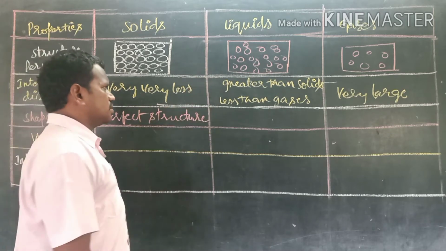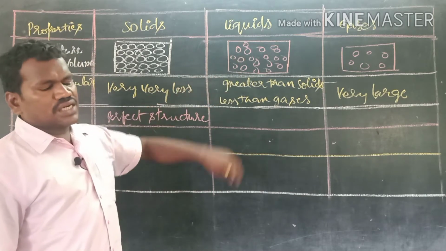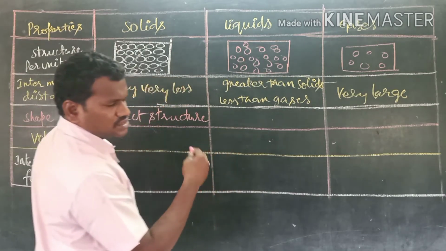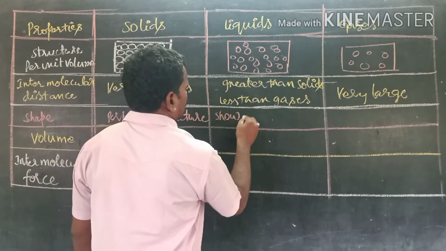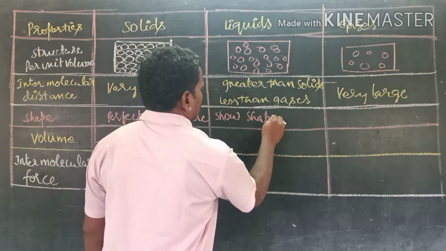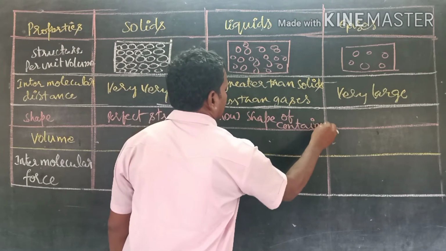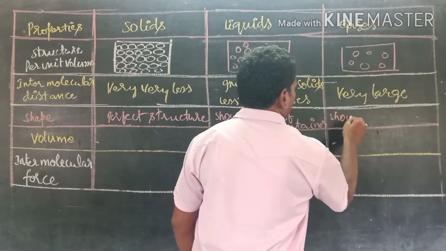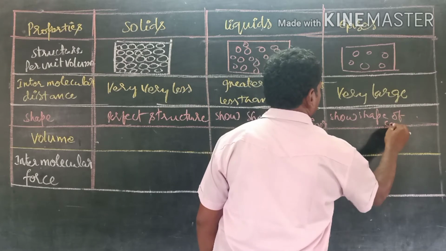Now come to the liquids. Because of the slightly greater intermolecular distance, liquids do not have a perfect shape, but they show the shape of the container. Same in the case of gases, they also show the shape of the container only.